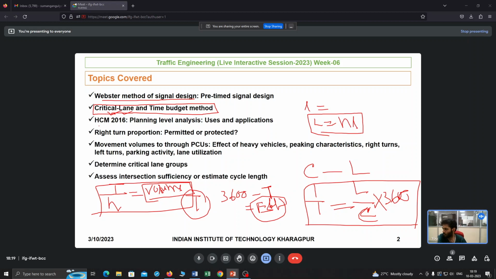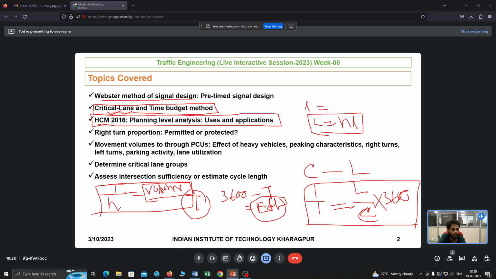Now the HCM 2016 method is the third case. If you remember from the capacity analysis chapter, there are three types of analysis: the planning level analysis, the design level analysis, and the operational level analysis. Operational analysis was the most complex one.